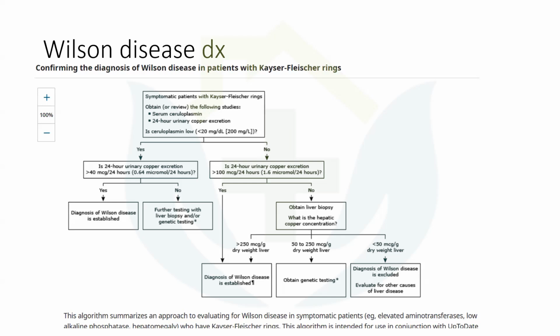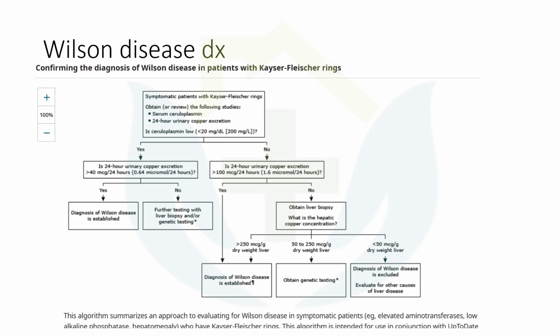Now, if the ceruloplasmin is low and the urinary concentration is also very high, more than 40, it confirms the diagnosis of Wilson. But if ceruloplasmin is low but urinary concentration is not greater than 40, in those cases we have to go for liver biopsy, and if needed, genetic testing. But normally we don't go for genetic testing initially. It is mostly done for screening of family members. Usually not liver biopsy either; the urinary concentration and the ceruloplasmin are enough for the diagnosis.